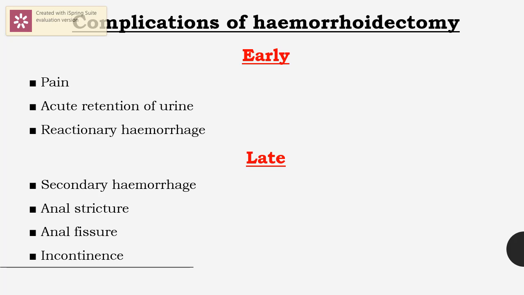Late post-operative complications include secondary hemorrhage. This is uncommon, occurring about the 7th or 8th day after operation. It is usually controlled by morphine, but if the hemorrhage is severe, an anesthetic should be given and the bleeding should be controlled. Anal stricture, anal fissure, and incontinence are also late complications of hemorrhoidectomy.